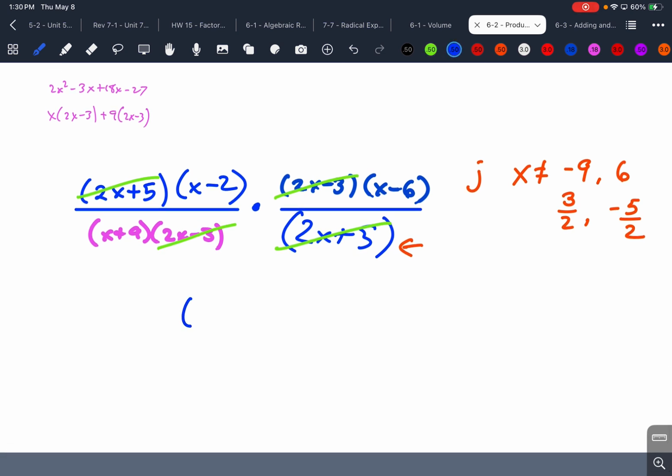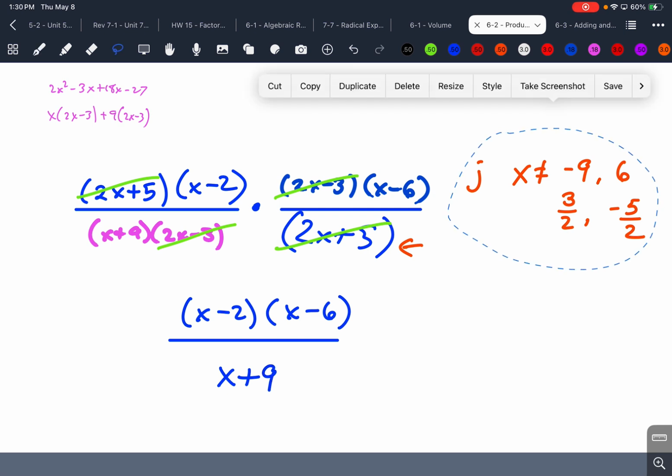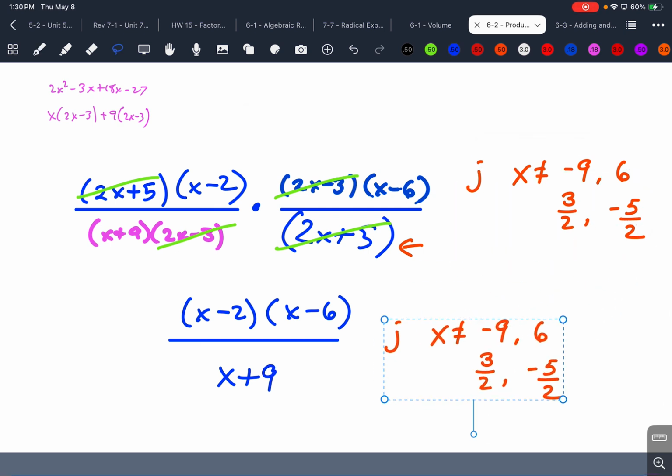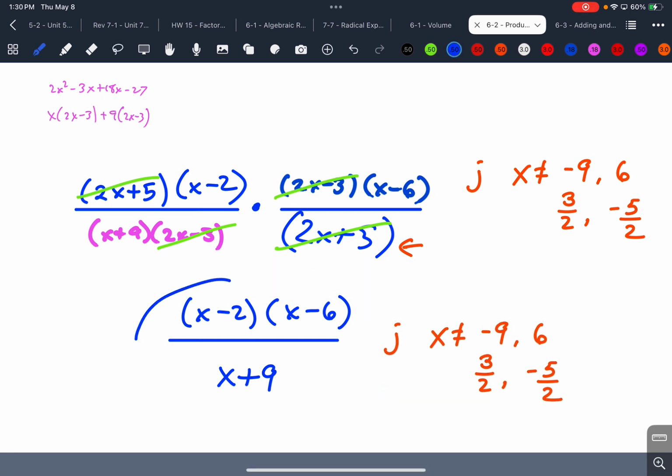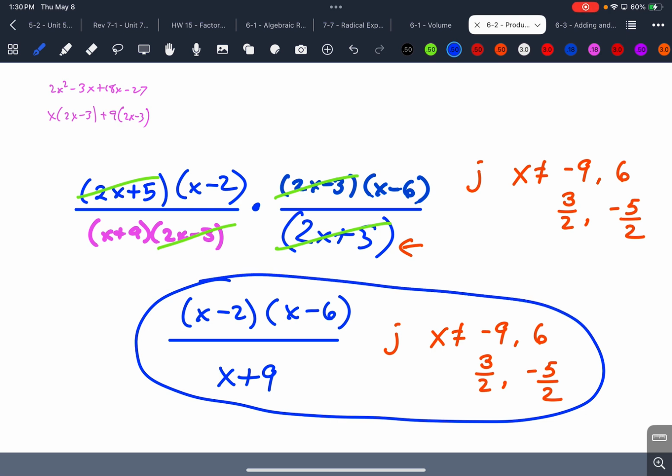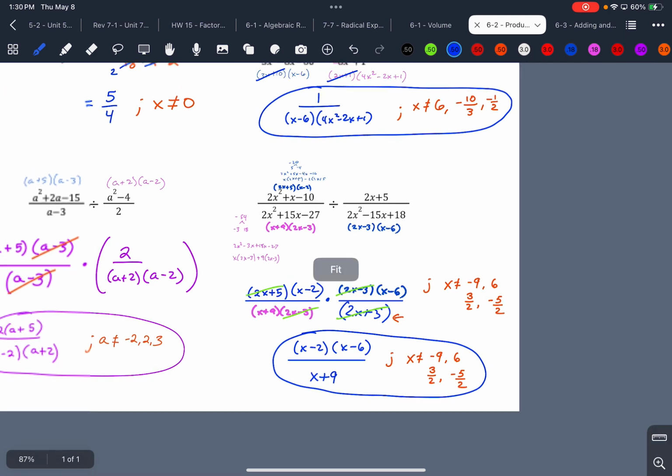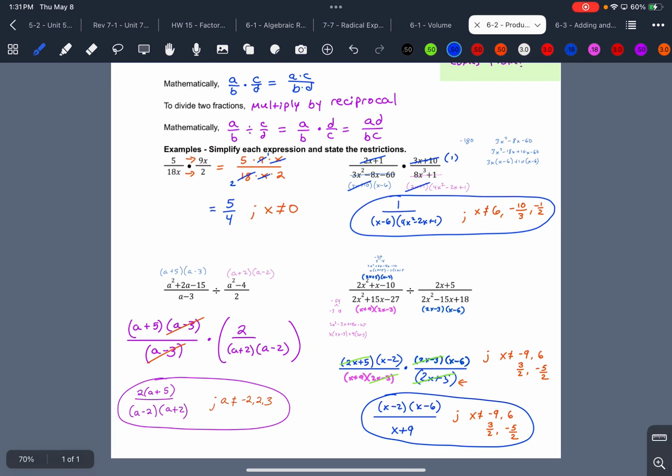So we're going to be left with on top x minus 2, x minus 6, and on bottom x plus 9. And I'm just going to copy our restrictions down here, and we're done. So that is how these ones go, multiplying and dividing rational expressions.